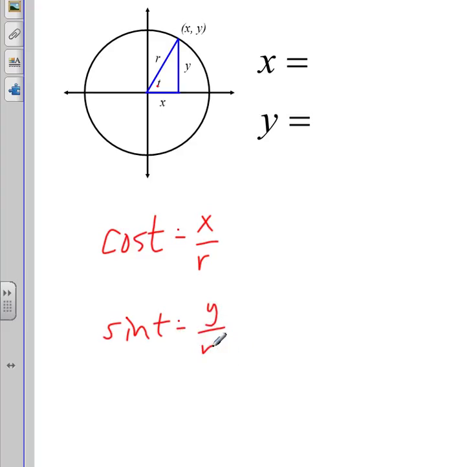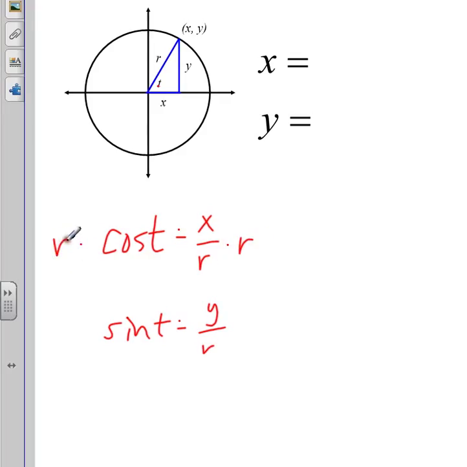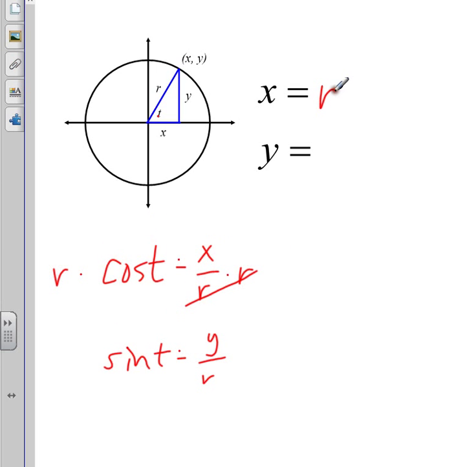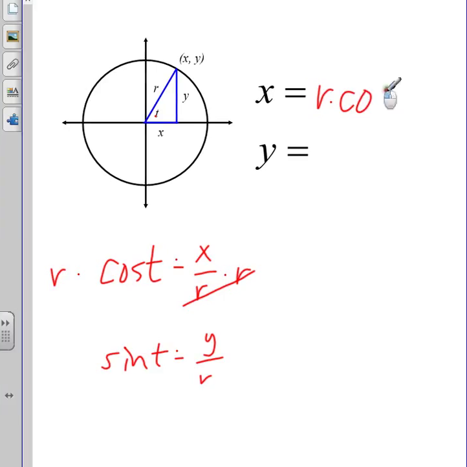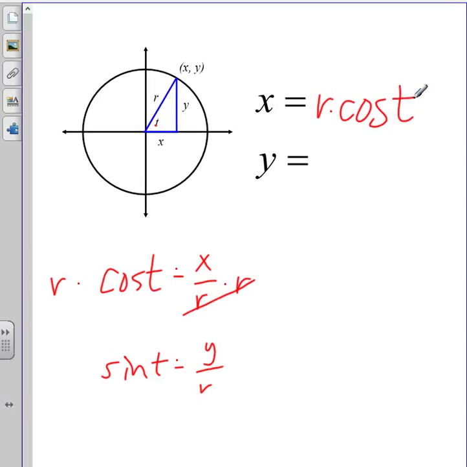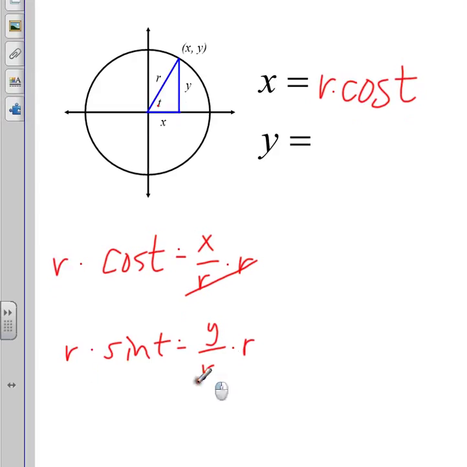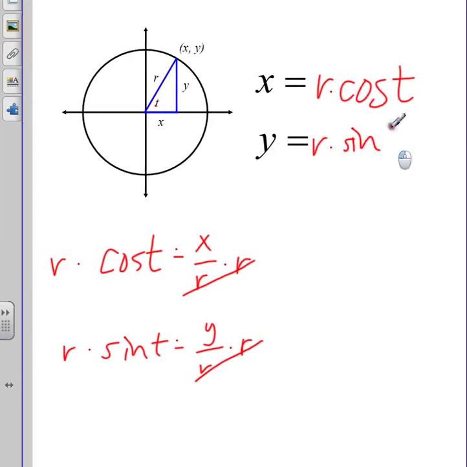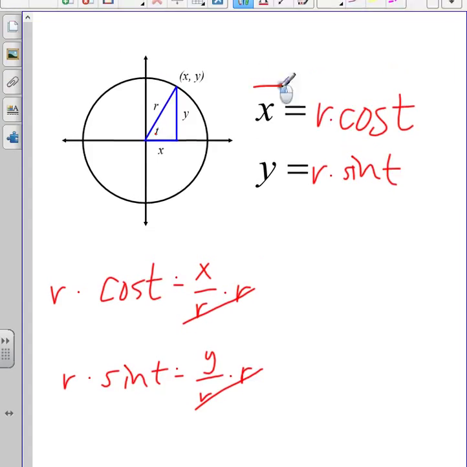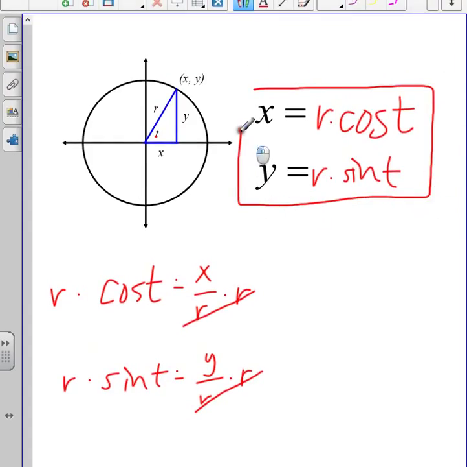Now to write this in a parametric equation, I need to solve for x and y, and so that means all I would do is multiply by r on both sides to get x alone. So guess what? x equals r times cosine of t. Same thing for the sine. We'll multiply both sides by r, so we get y equals r times sine of t. So that right there is your general equation for graphing a circle in parametric mode.